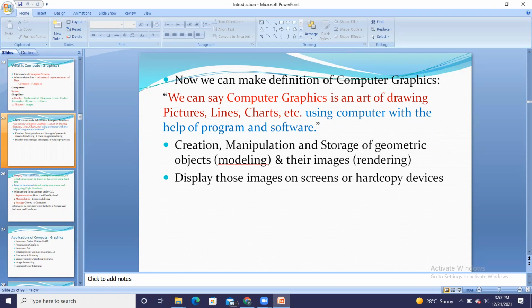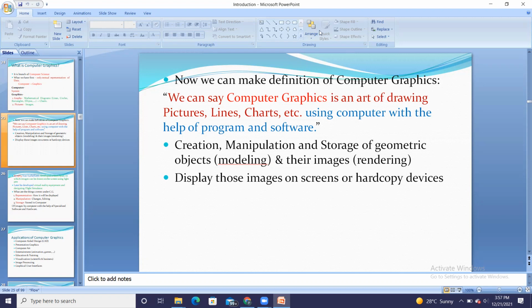So that is nothing but drawing pictures using programs, computer, algorithms, and software. We can say this is the definition, but it has some different points of view. It is the creation of the object that comes first.